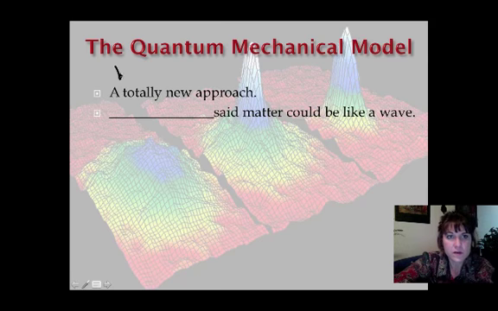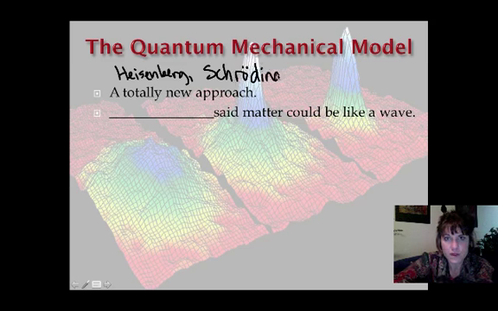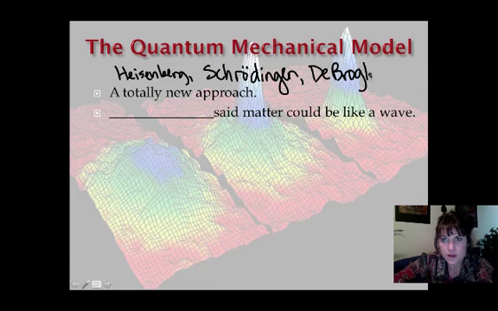We had Werner Heisenberg, and Erwin Schroedinger, and then this fellow named Louis de Broglie. And between the three of them, they helped to develop this entirely new approach to describing what an atom looks like.